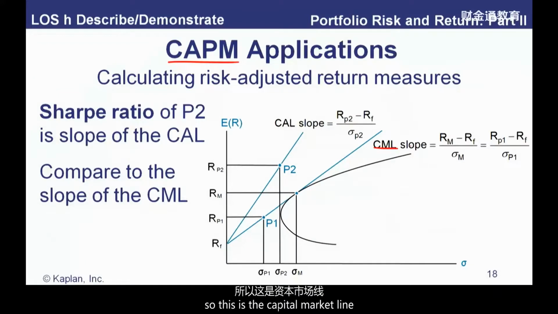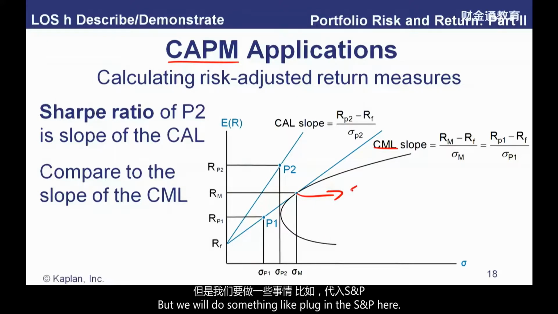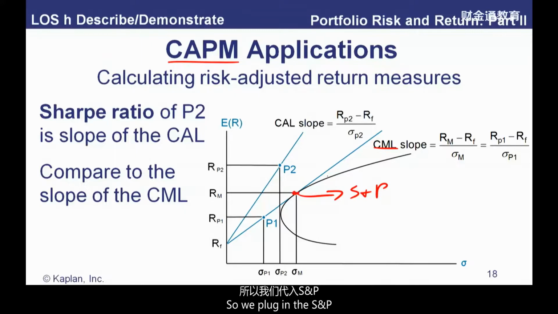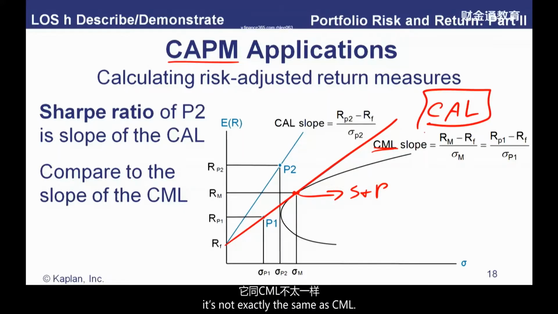So this is the capital market line, and in the real world, this should be the portfolio M, which is the market capitalization weighted portfolio of all risky assets, but we don't really know what that is, and that's the problem with this whole theory. But we'll do something like plug in the S&P here, right? So we plug in the S&P, and then we create this line. We sometimes call that the CML. It's really kind of a CAL, because theoretically it's not exactly the same as the CML, but anyway, that's what we would do. And that would give us a slope equal to this, right?